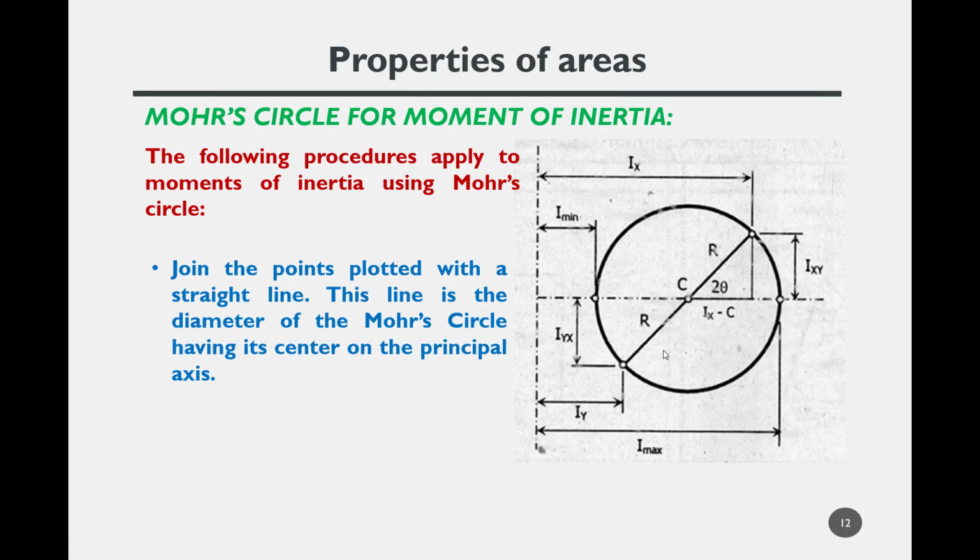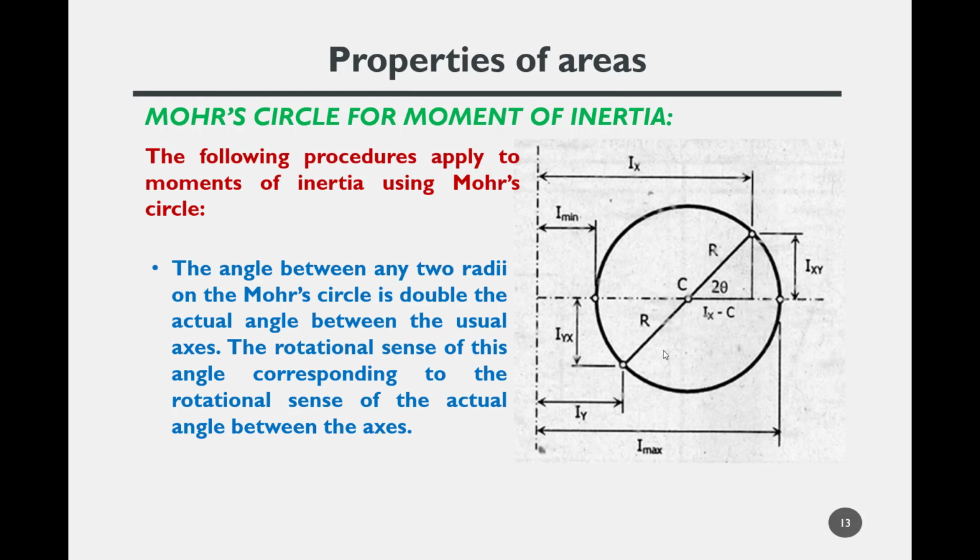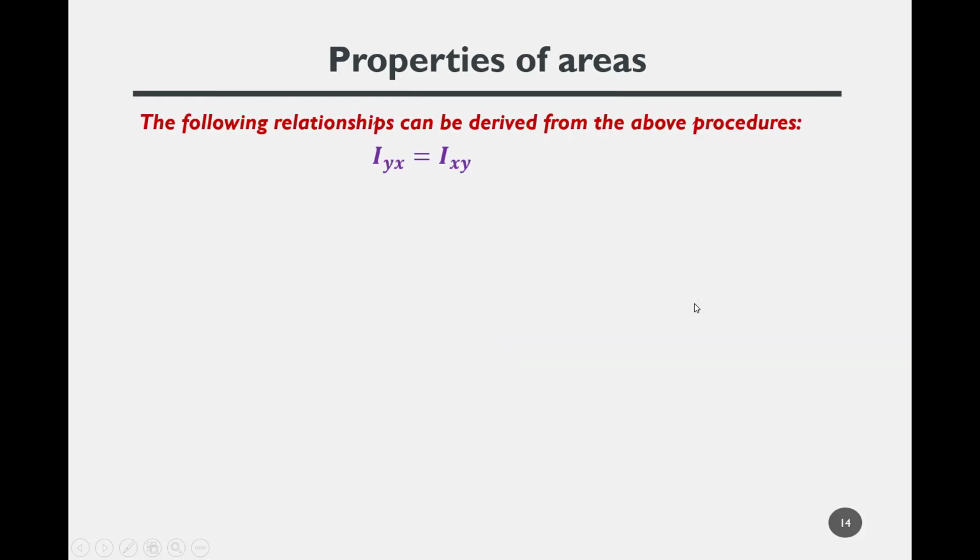So join the points plotted with a straight line. The line is the diameter of the Mohr's circle having its center on the principal axis. So the angle between the two radii of the Mohr's circle is double the actual angle between the usual axes. Ito, ayan, dinouble natin yung angle natin. So the rotational sense of this angle corresponds to the rotational sense of the actual angle between axes.